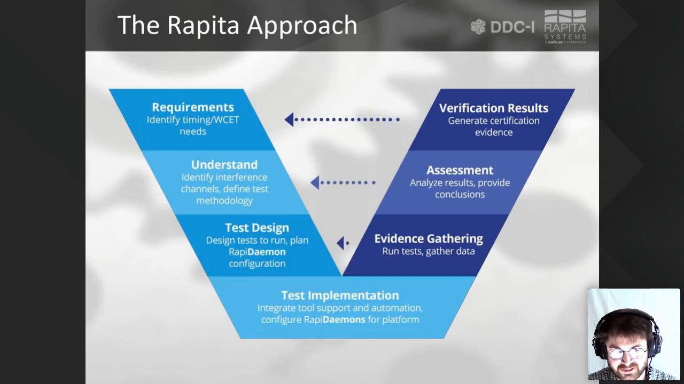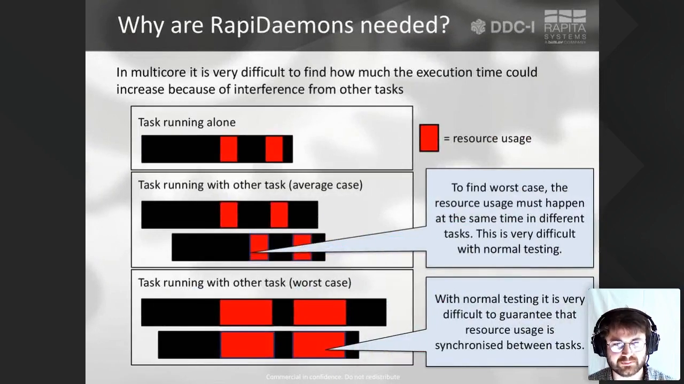It's at this point that I should probably break and introduce the concept of a RapiDaemon. In a multi-core scenario, it's often quite difficult to find out the maximum possible increase in execution time as a result of interference. In the top box here, we have a task running alone, a single swim lane, and we know that it is using a particular resource at some point during its execution.